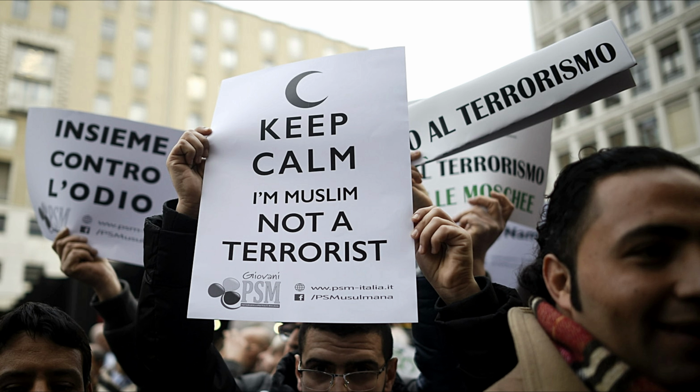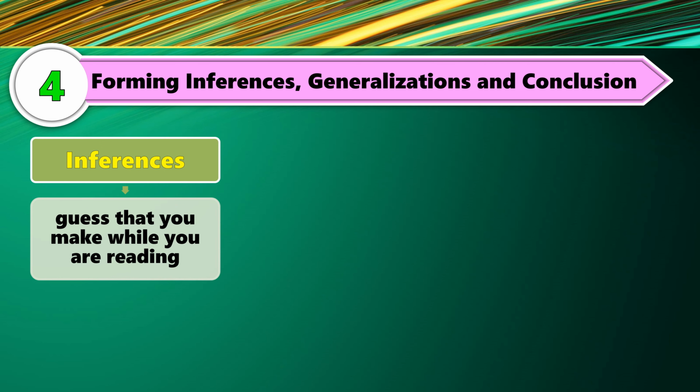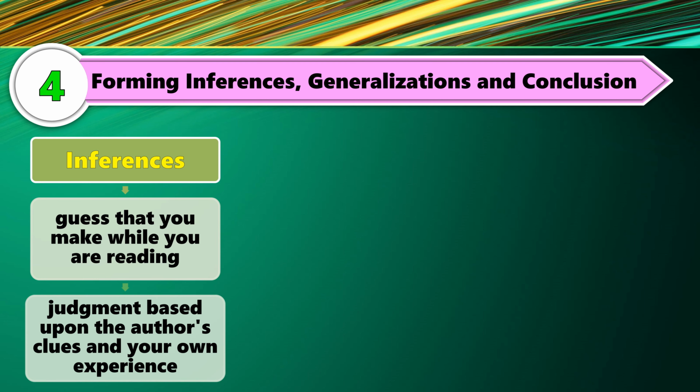And we have to take note that when we talk about terrorism, it actually is not related to any religion. And the last skill needed in the study of contemporary issues is forming inferences, generalizations, and conclusions, wherein inference is a guess that you make while you are reading. It is also a judgment based upon the author's clues and your own experience.